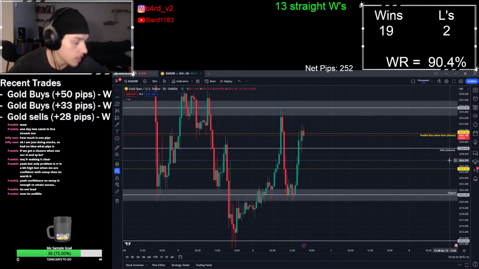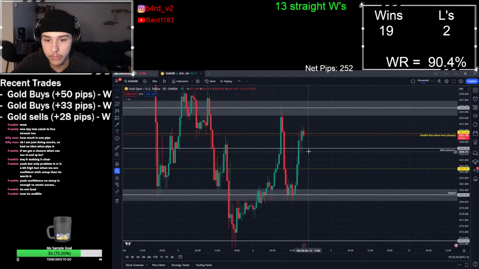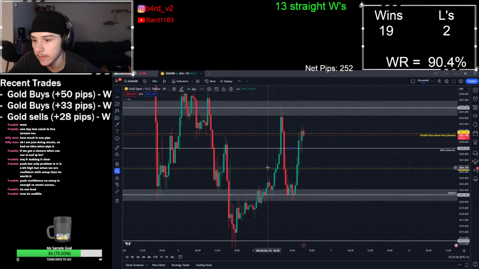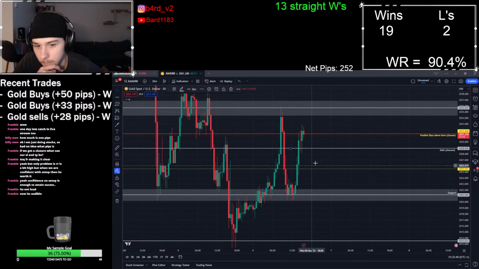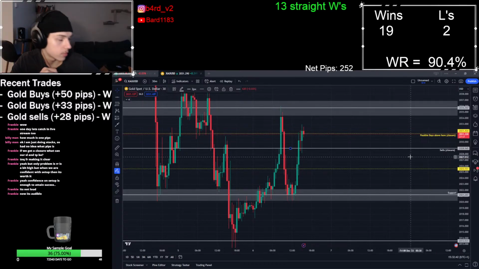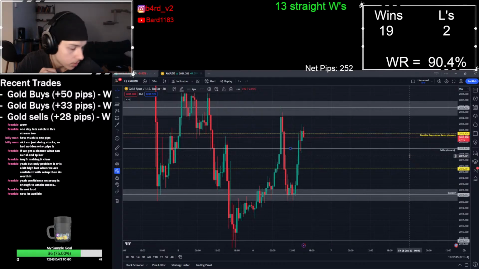But this is good, because now we came up, grabbed liquidity, so now if we close below 2028, perfect. Let's hope we can do that within the next 30 minutes, because I really have to go.